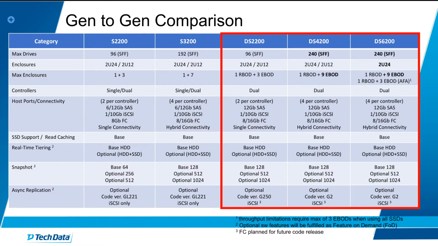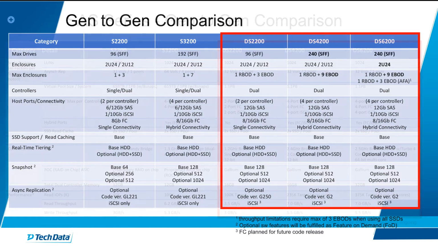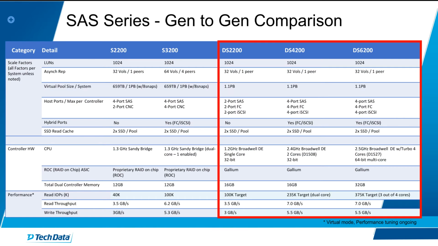Some of the features included in the DS4200 and the DS6200 are increased capabilities for expansion with an additional 2 units. Each of those models include 4 network connections or 4 host capabilities, as opposed to the dual host capability for the DS2200. Additional gen-to-gen comparisons include the IOPS, the ports, and the SSD pooling capabilities.